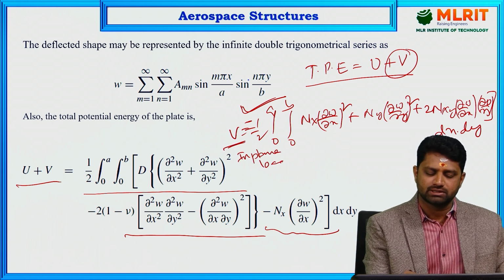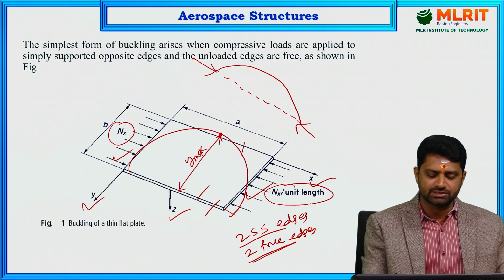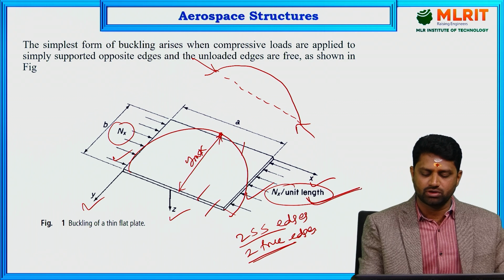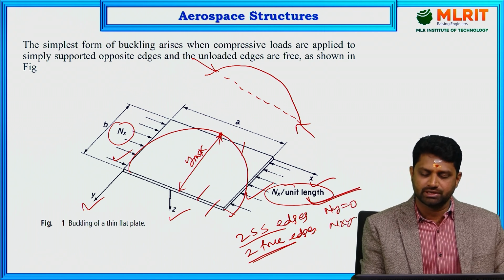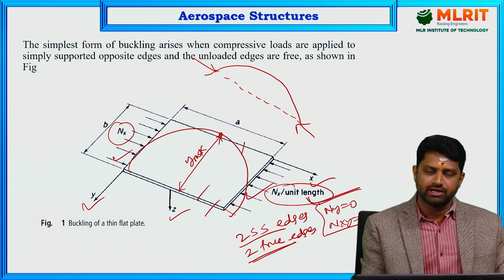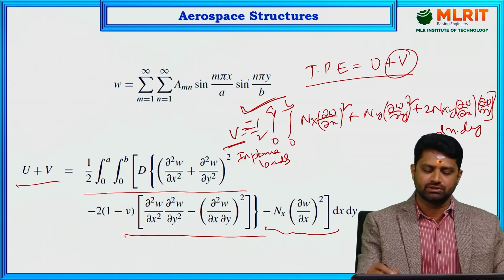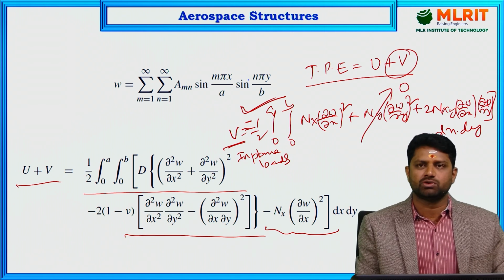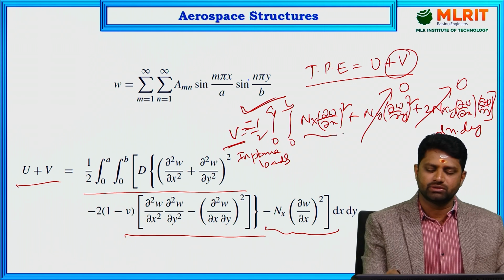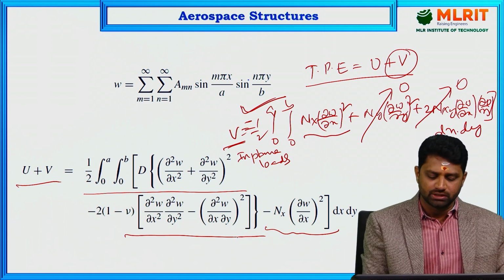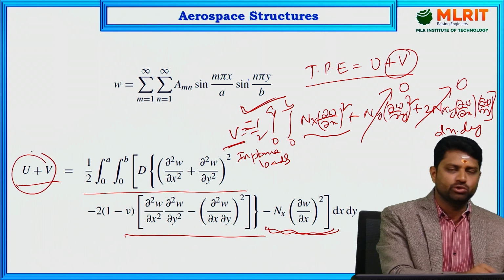But in the diagram we considered here, we have only the Nx compressive load. So you can assume that Ny equals 0 and also Nxy equals 0. When you substitute in this equation, the Ny term goes to 0 and the Nxy term goes to 0, and you are left with only this one, which has been added to the strain energy U and written as a complete equation, that is U plus V.